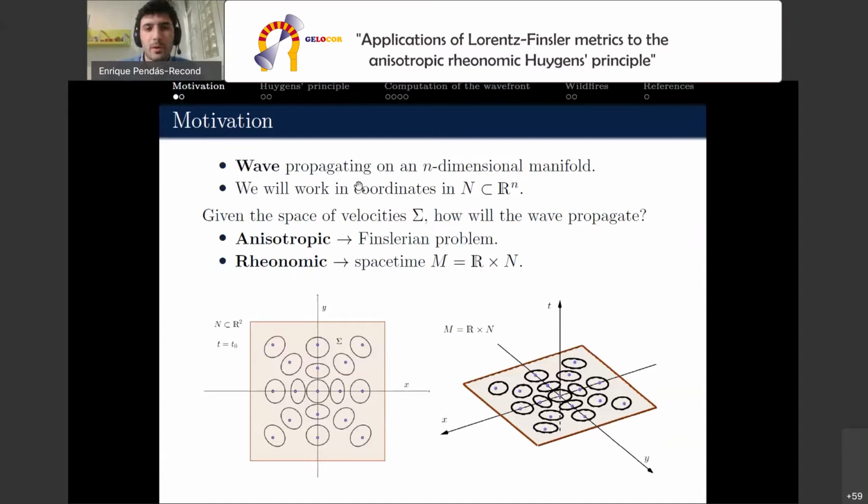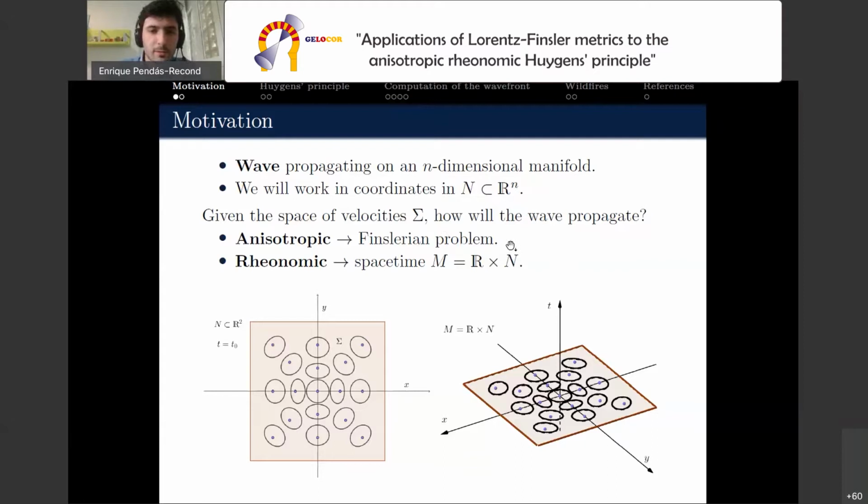Assume that a wave is propagating on an n-dimensional manifold, although for computations we'll work in coordinates in a subset of R^n. Our goal is, given the space of velocities of the wave, which we call sigma, and this is given by a closed curve in each tangent space that yields the velocity of the wave at each point and for each direction, to find how the wave propagates over time.